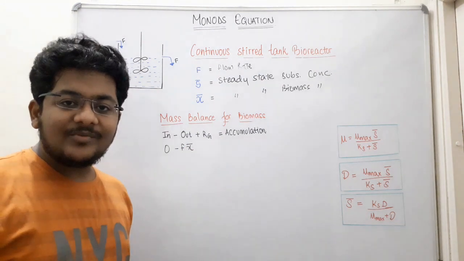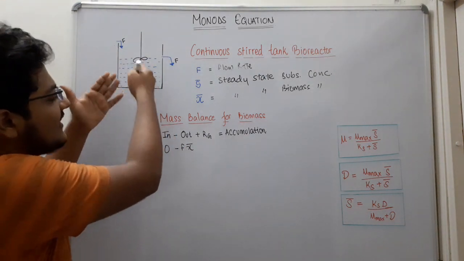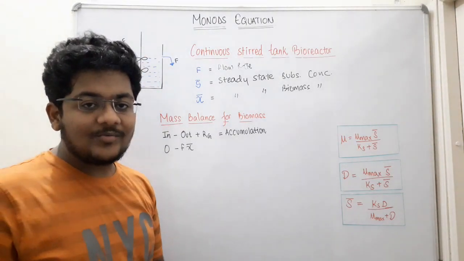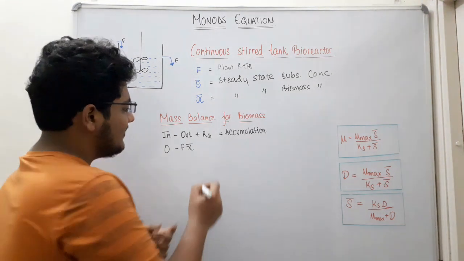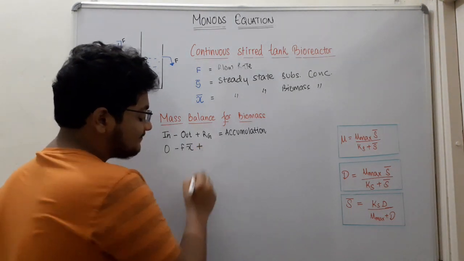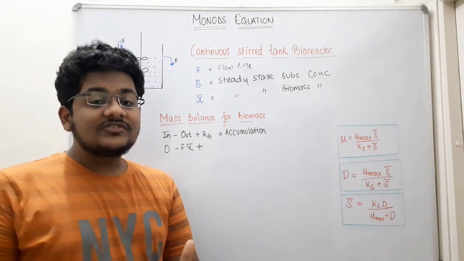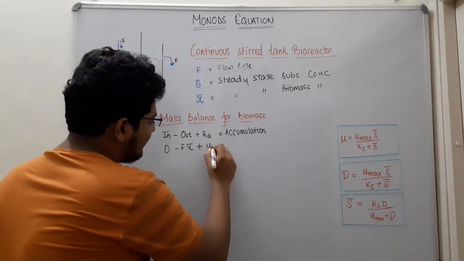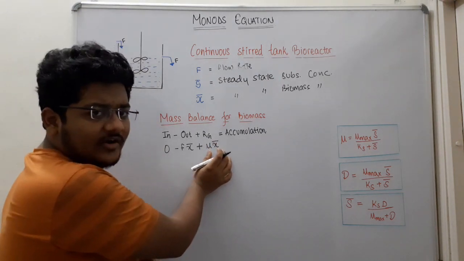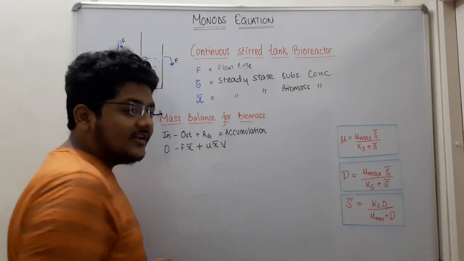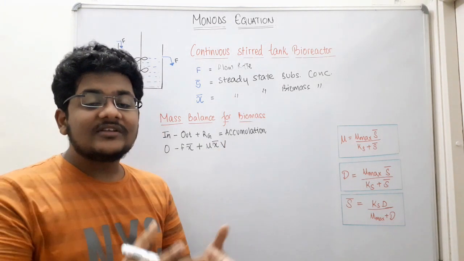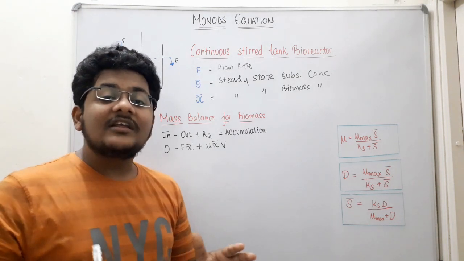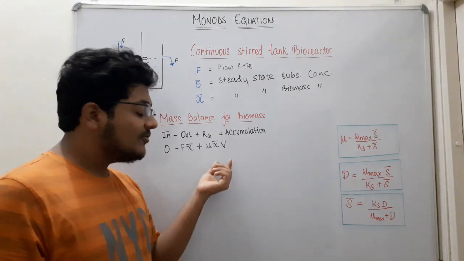X bar is the steady state biomass concentration. This mixture is homogeneous, containing the steady state biomass concentration. So this F carries X bar concentration of biomass. Therefore I have written F x bar plus, now what is the growth rate? The growth rate equals the specific growth rate multiplied by the biomass concentration. This is growth rate per unit volume, so we multiply it by capital V, the entire volume of the bioreactor, so that we can find out the rate at which biomass is growing inside the entire bioreactor, not in unit volume. So we multiply it by V.